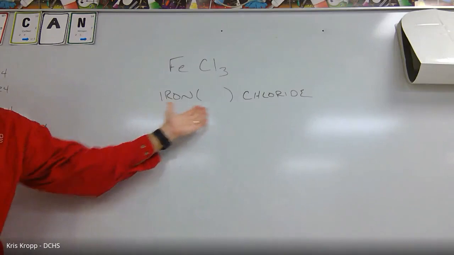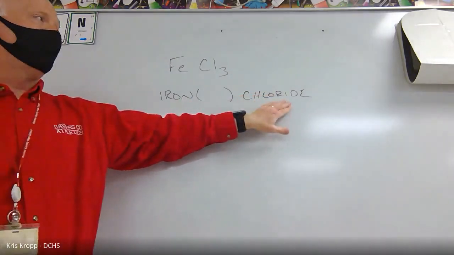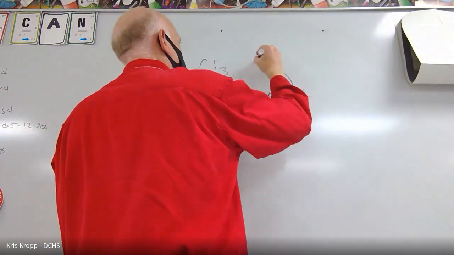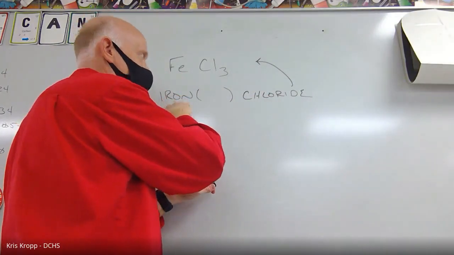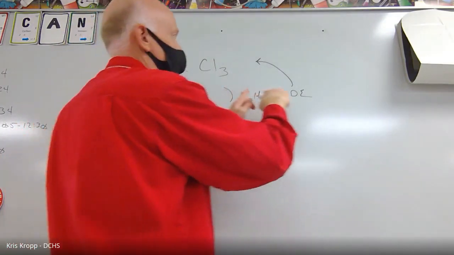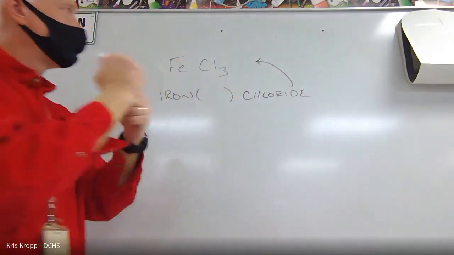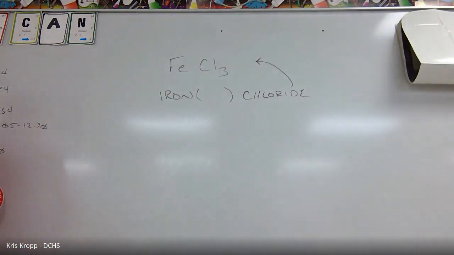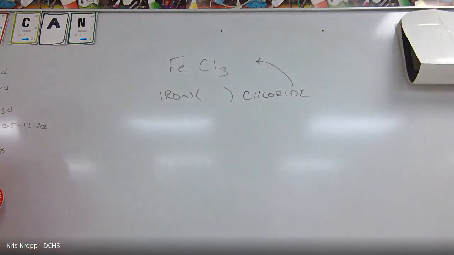All right, we need to figure out the Roman numeral. So we're going to begin here. Okay, watch what I'm going to do. We're going to start here. So I write the cation name, I leave a space for the Roman numeral, I go to the anion, and then I continue with the anion up here. How many valence electrons does chlorine have? Good. It wants 8, so it will gain 1, giving it a charge of -1.